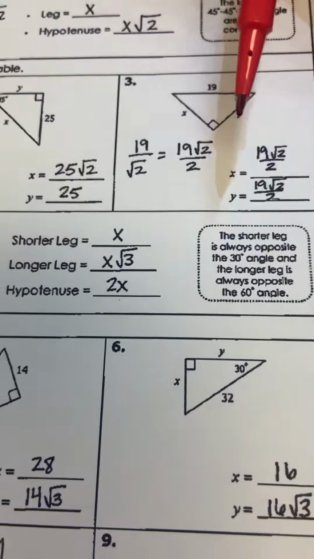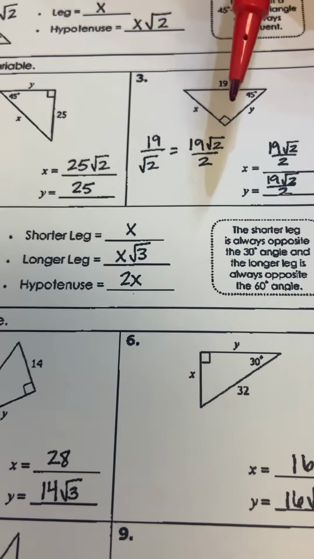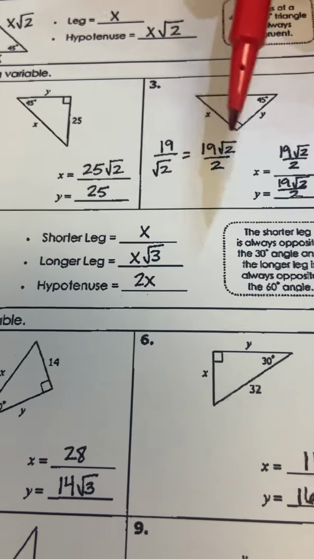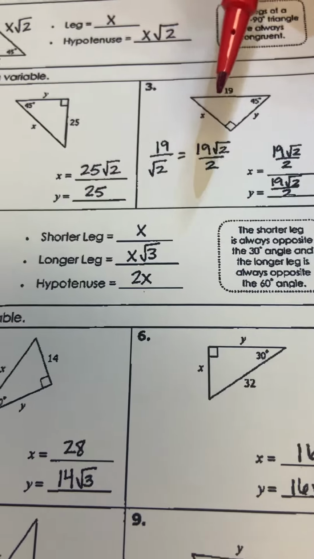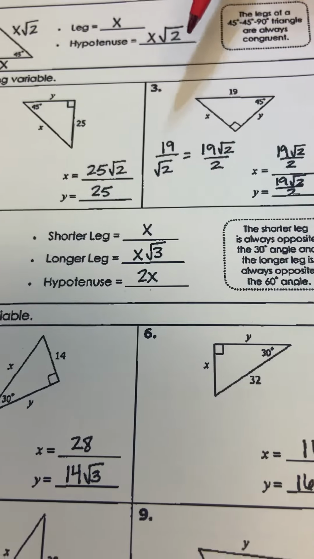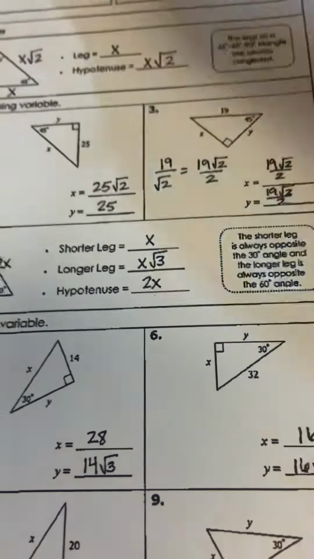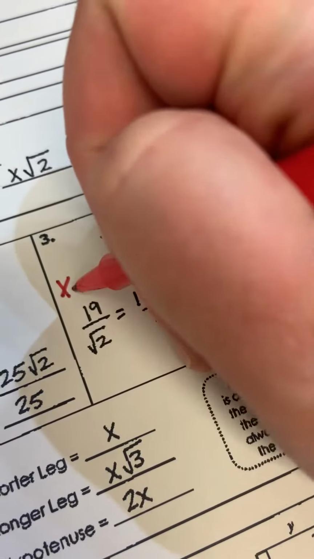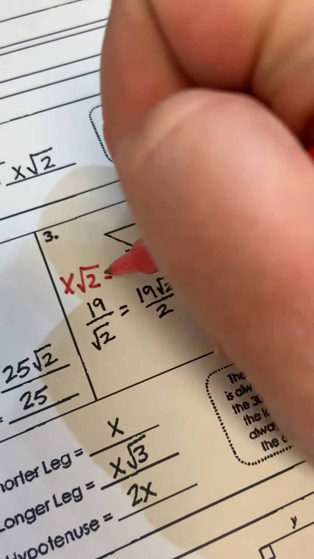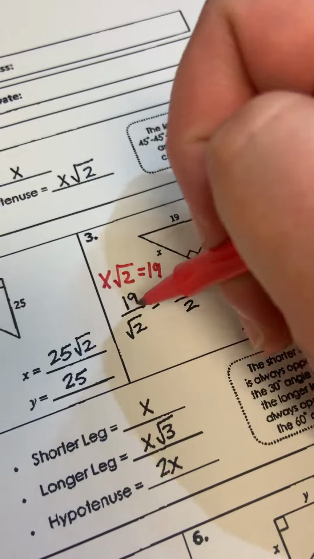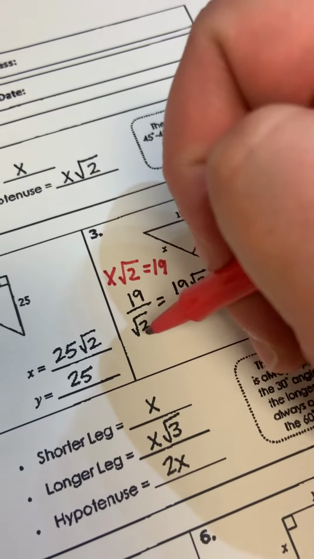And lastly, this is probably the most difficult out of all of them because you're given a hypotenuse, but you're not given any of the leg markers. You already know that the hypotenuse has the formula of x root 2. So what you're going to do is say that x root 2 equals 19. And then you divide each side by root 2, so you get 19 divided by root 2.